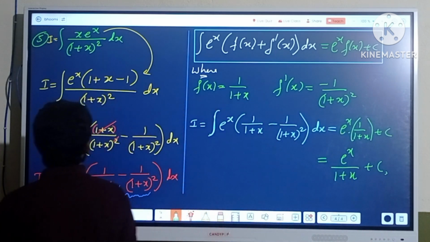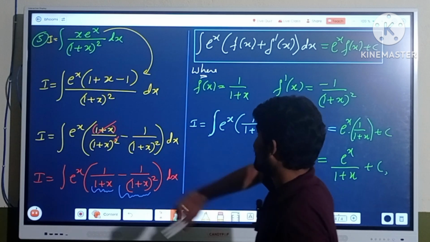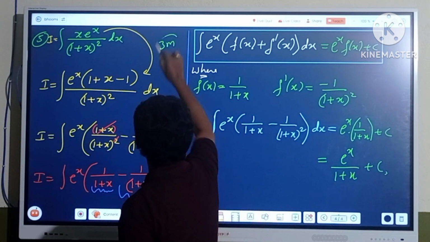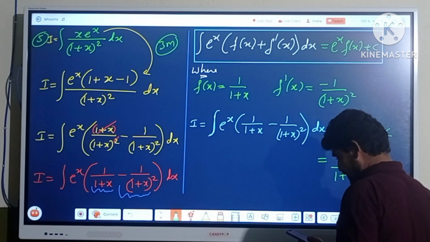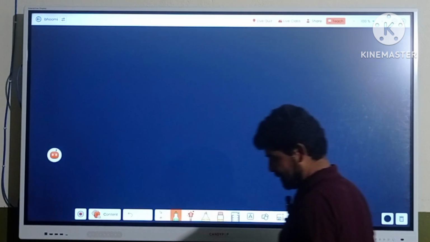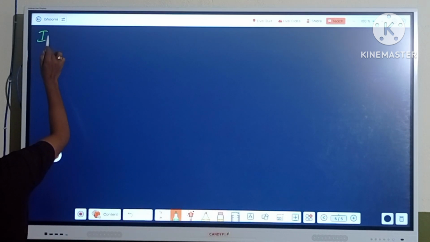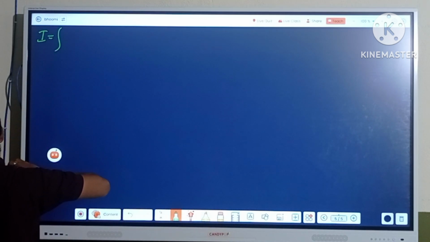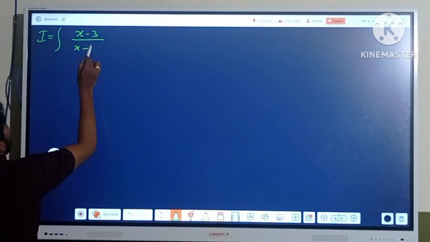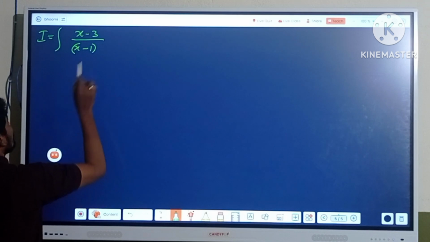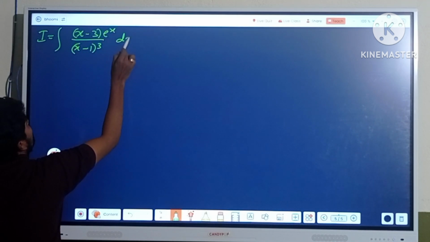I hope all of you understood. Let us consider one more example. This question is also important for 3 marks. This question is asked in your annual examination. And now let us consider one more example which will be solved by using this method. Find the integral of (x minus 3) divided by (x minus 1) whole cube into e power x dx.